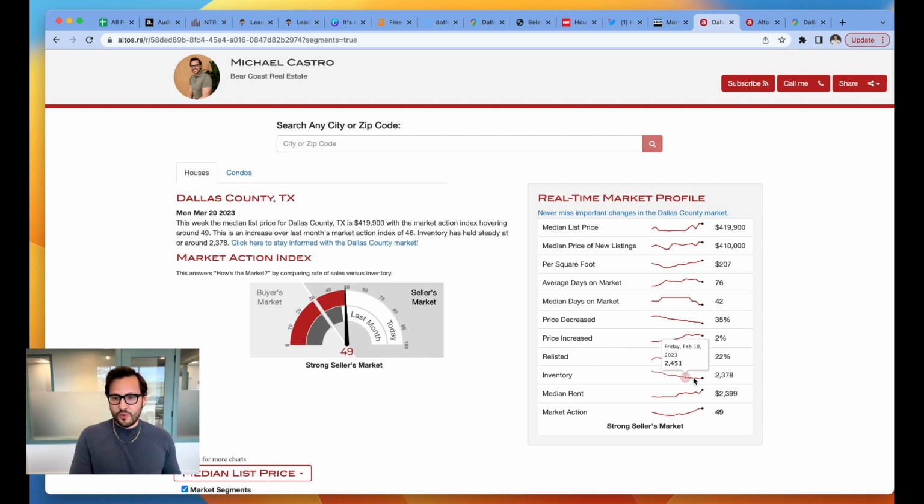Inventory has been dropping for a while. I'd say it's pretty flat right now. I wouldn't call that an increase, but definitely something to watch if it does start curving up. That would be huge if inventory could start getting up. That would make it a much healthier market.